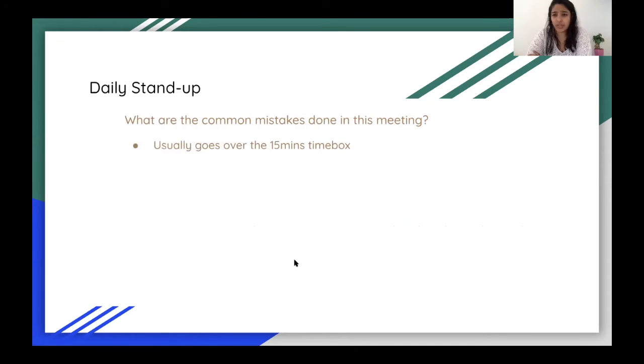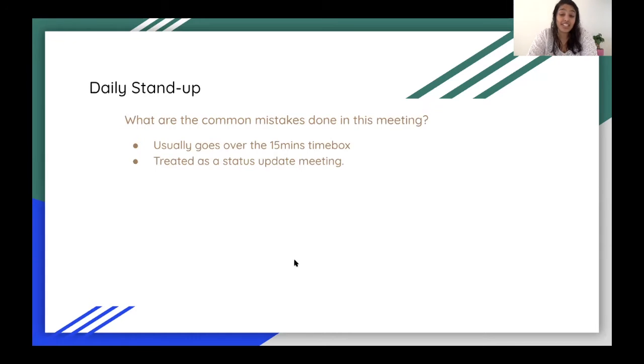Firstly, usually it goes over the 15 minutes time box. What are the reasons? There are various reasons. You get into technical discussions, there are questions and answers asked here, there's no clear agenda of what this meeting is supposed to be, and so on and so forth. I could honestly just go on, but I'm trying to stick to my time box.